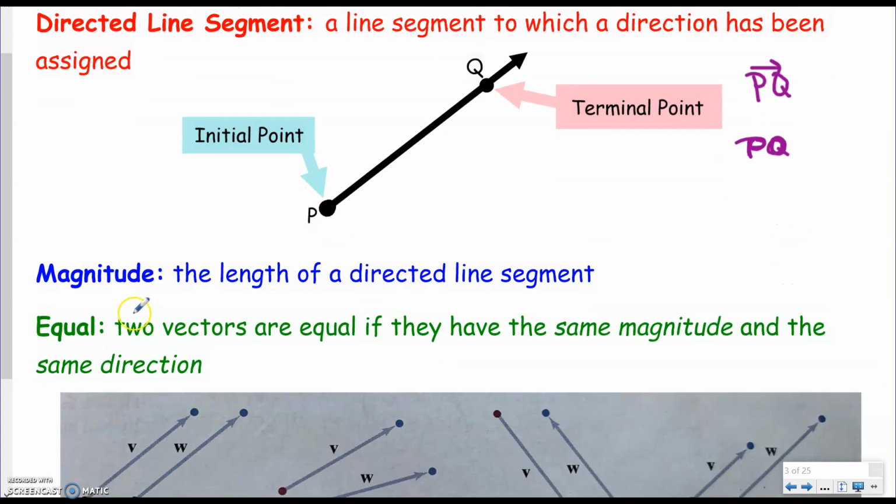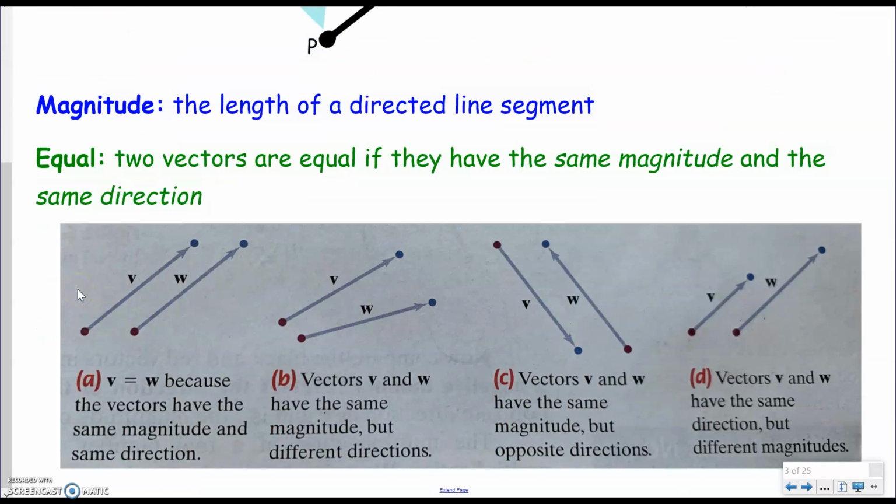Magnitude is the length of a directed line segment, so think distance formula. Two vectors are equal if they have the same magnitude and the same direction. So U and V are the same. They have the same magnitude and same direction. V and W have the same magnitude but different directions, so they are not equal. V and W have the same magnitude but opposite directions, so again, not equal. And then vectors V and W have the same direction but different magnitudes. So in this case, only the first example is an example of equal vectors.